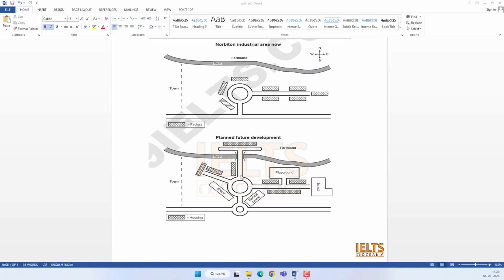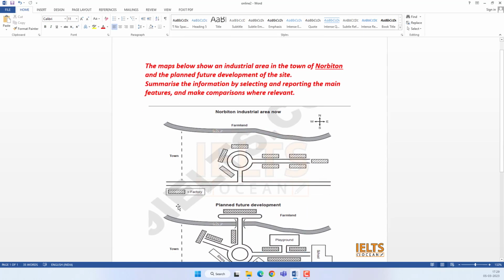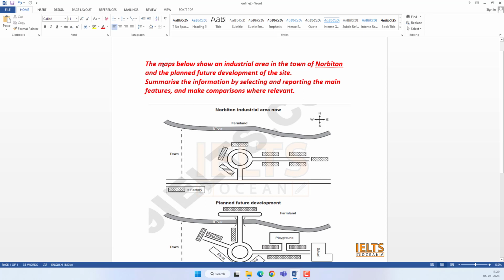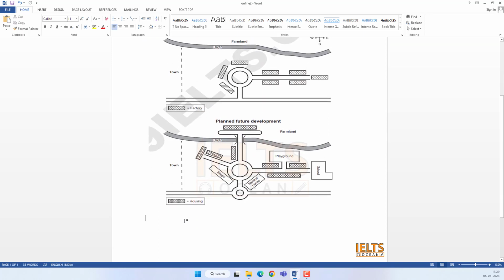So we have already gone through the map, and I will start writing now. First of all, just go through the question again to avoid mistakes. The map will show an industry area in the town of Norbiton and the planned future development of the site. So first of all, we have to write a small introduction.